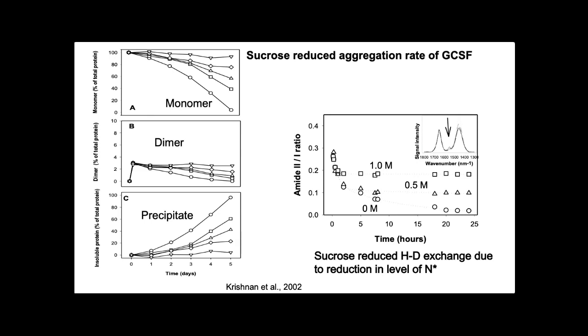An indication of the effect of sucrose on the level of N star is shown here. N star will have hydrogen deuterium exchange occurring at a faster rate than the fully compact native state because N star has more solvent exposure. And looking at H to D exchange, in the presence of zero molar sucrose, you get this amount of change in an infrared spectrum signal that's indicative of exchange. With more and more sucrose, you get less and less exchange because sucrose is reducing the level of this aggregation component, N star.